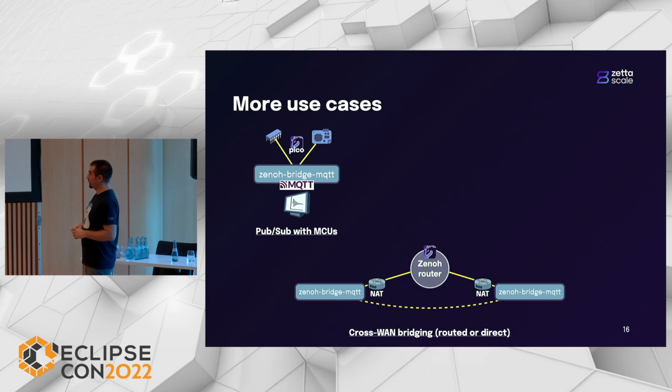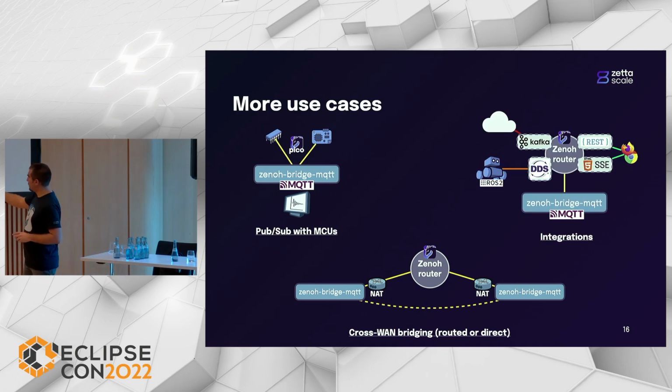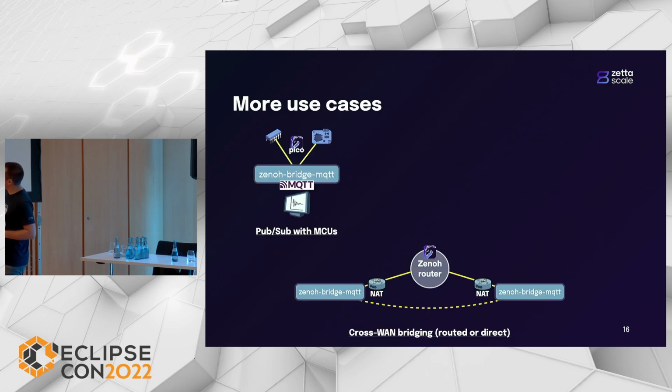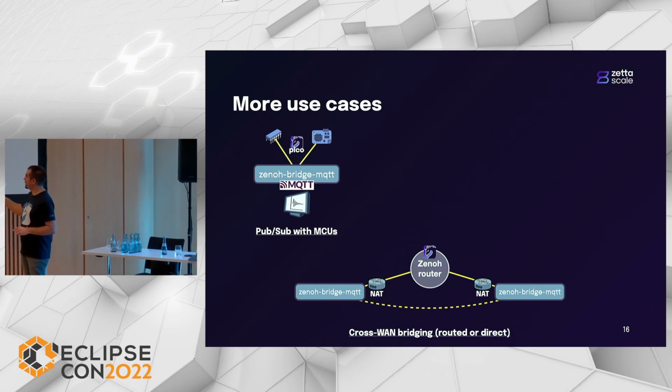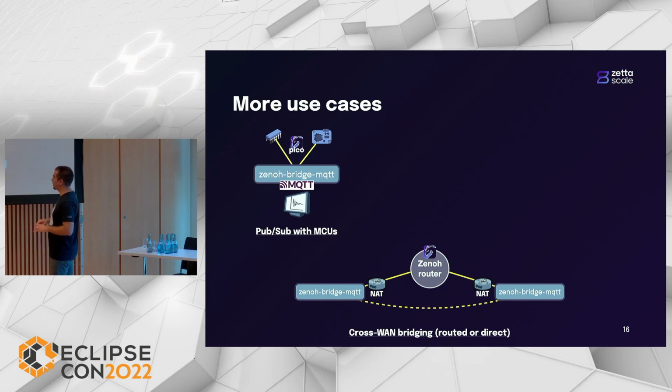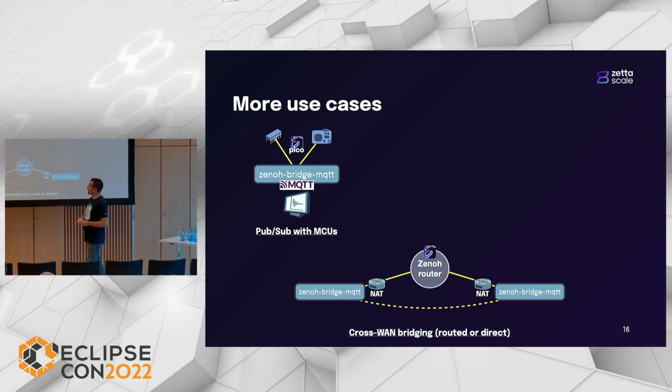Cross-WAN bridging. So for instance, if you have two different MQTT systems behind two different NATs, you may deploy two different MQTT bridges in both of your LANs, interconnected via a Zenoh router, and that will cross the NAT, because actually there will be only one single TCP connection going out, so no problem to cross the NAT here, and the Zenoh router will route this back to the other router via the outgoing TCP connection. Of course, if you are able to configure your NAT with port forwarding or public IP, you may also have a direct connection bypassing the NAT.